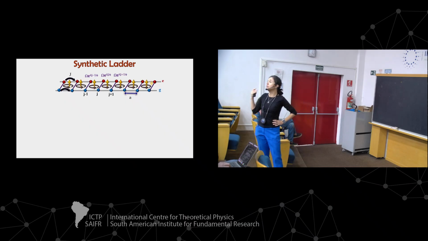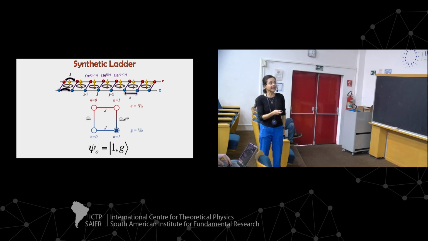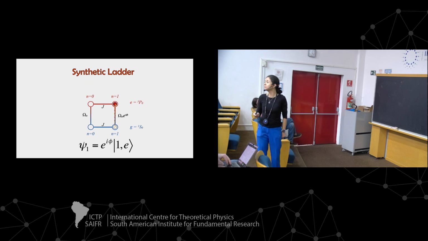There is another way to interpret the physics behind it, which is the idea of a synthetic ladder. You have the atoms, which can be tunneling along the direction of the lattice. But we have two internal states, the ground and the excited state, and you can see them as the legs of a ladder. Why is that? Because these two states are coupled by the laser. Now, if I have an atom in lattice site n1, I go from the ground to the excited state because I absorb a photon from the laser. But at this lattice site, the laser has a phase phi.